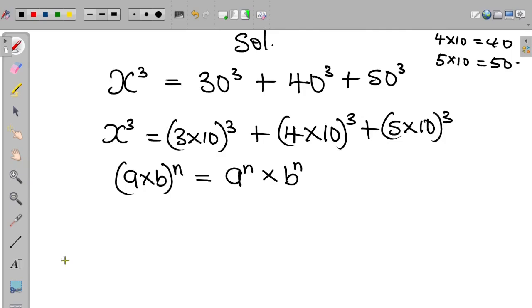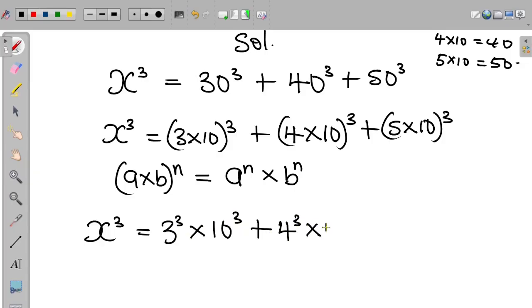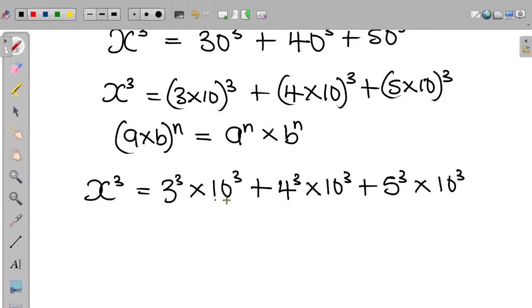Thus, we have that x cubed is equal to 3 raised to the power of 3 times 10 raised to the power of 3 plus 4 raised to the power of 3 times 10 raised to the power of 3 plus 5 raised to the power of 3 times 10 raised to the power of 3. Now, since 10 to the power of 3 is common, we can factorize it.